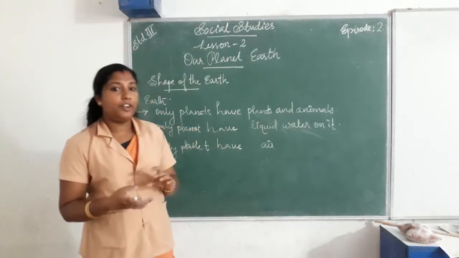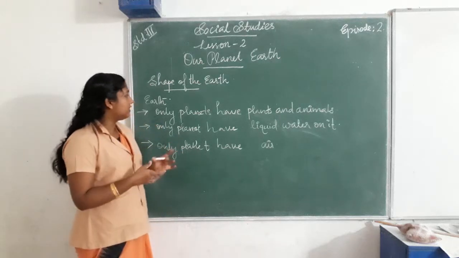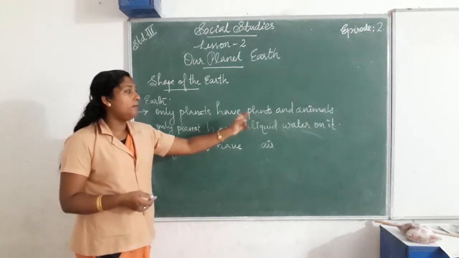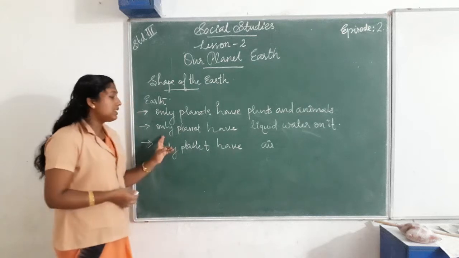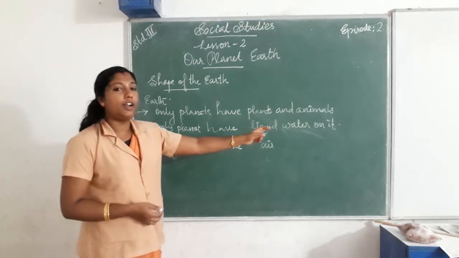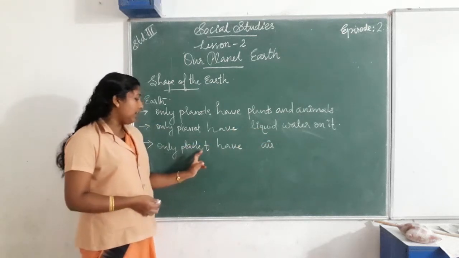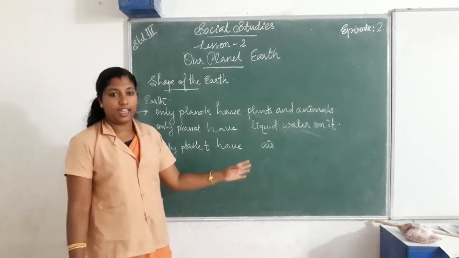Earth. What are the peculiarities of Earth? Earth is the only planet that has plants and animals. Earth is the only planet that has liquid water on it. Earth is the only planet that has air.